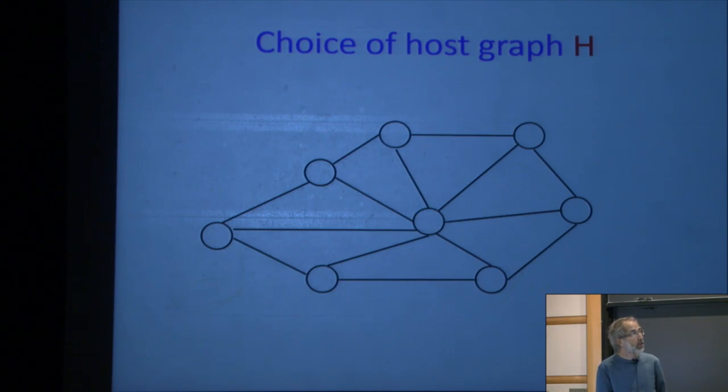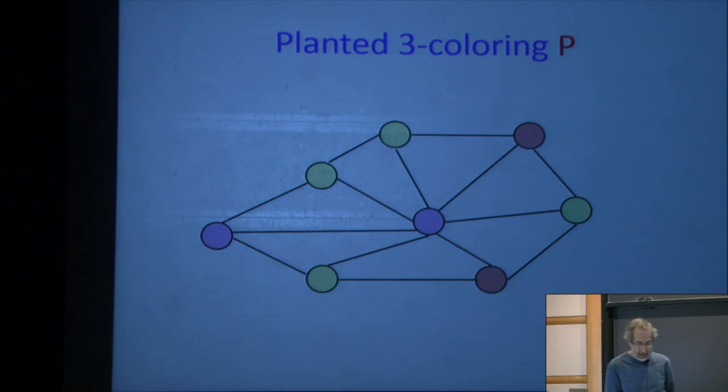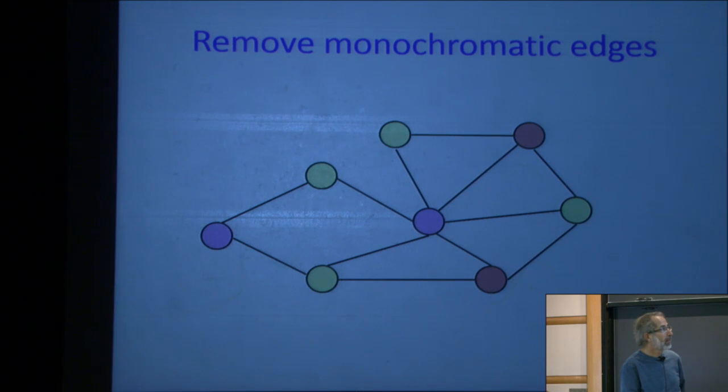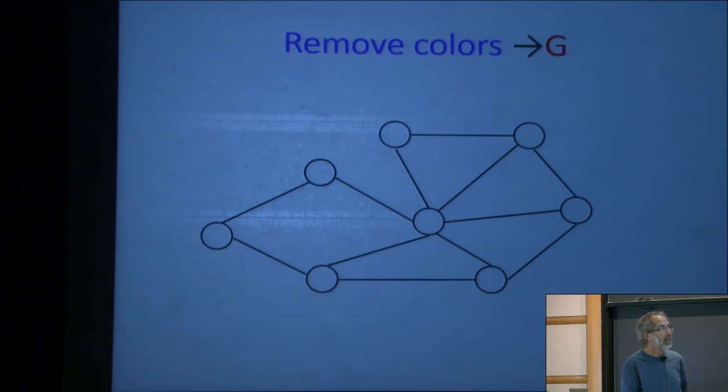So we have some choice of a host graph H. In it, we plant a coloring. It does not have to be a legal coloring. Some edges might not be legally colored. And then we see which are the monochromatic edges. We remove them from the graph. We remove the coloring. And this is the input to the algorithm. Okay, so this is the model.